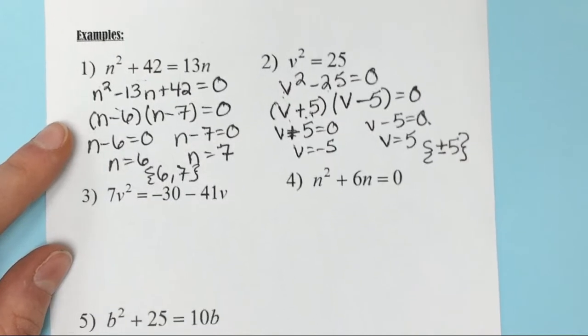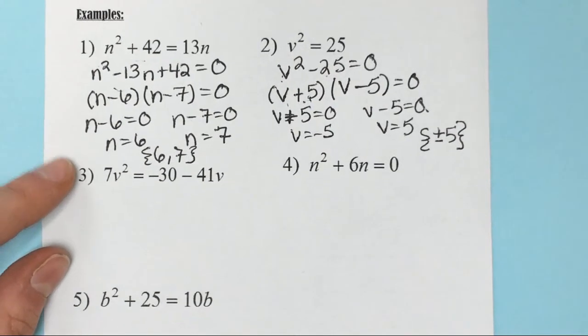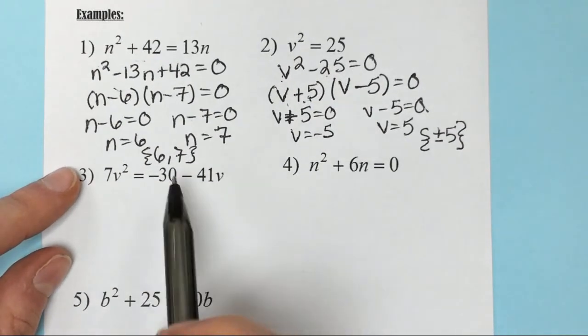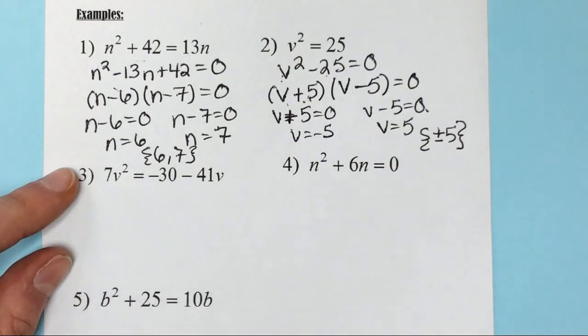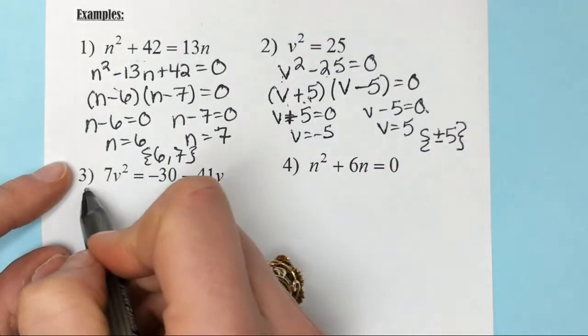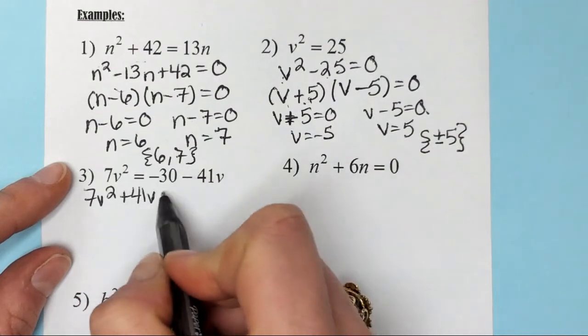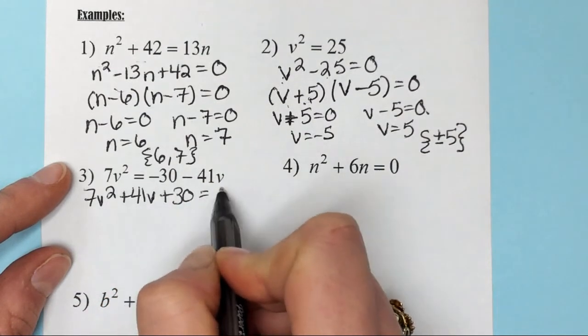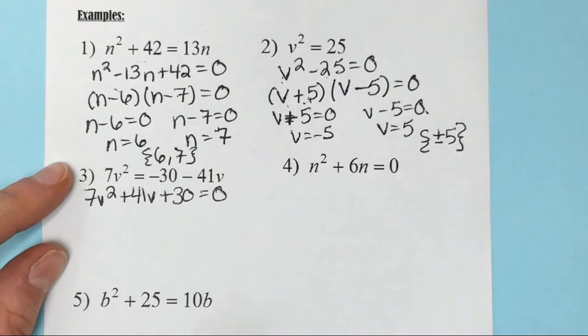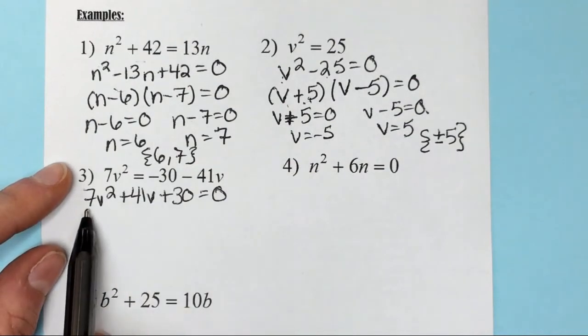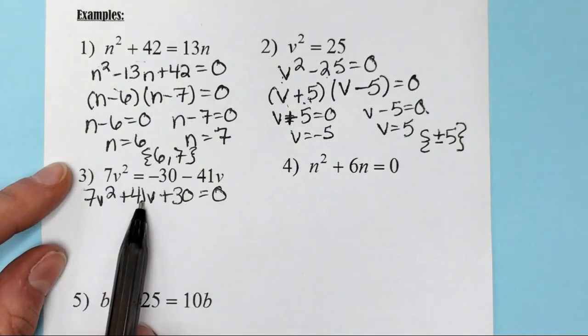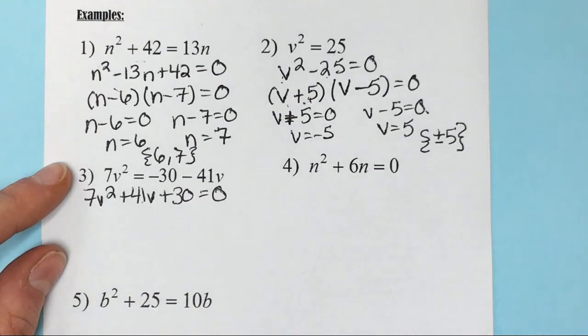Example 3, we want to go ahead and put this in the right format. So I'm going to need to add 30 and add 41v. So it's going to give me 7v squared plus 41v plus 30 is equal to 0. Double check. No GCF. 7 is not a GCF. Can't factor 7 out of 41 or out of 30. So we know we need to go ahead and try to factor this.